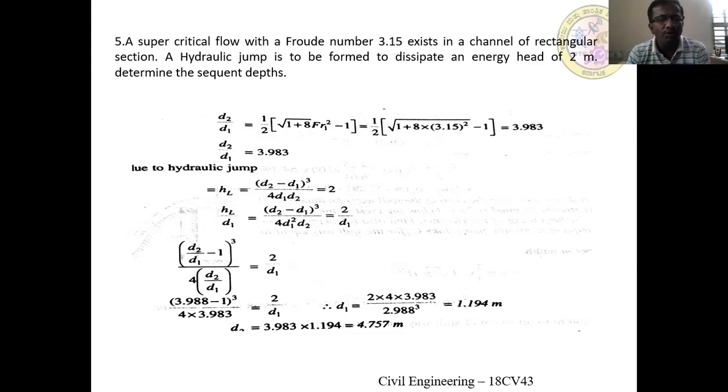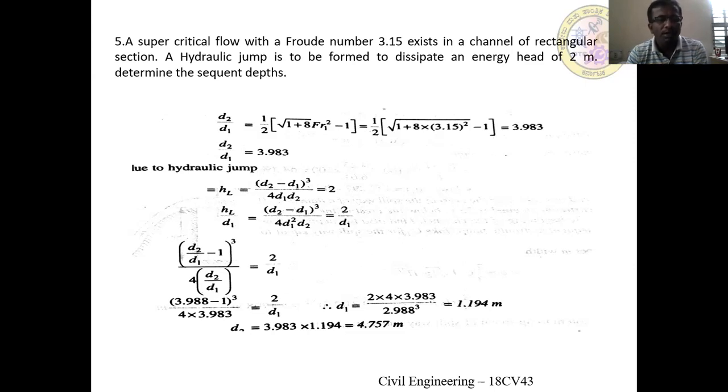So we know the formula D2 by D1 equals 1 by 2 into square root of 1 plus 8 F1 square minus 1. From that it is possible to find out the ratio of D2 to D1. It comes around 3.983. And the head loss in the hydraulic jump, HL, equals (D2 minus D1) whole cube divided by 4 D1 D2. The energy dissipated, the energy head, is 2 meters. So we simplify this.